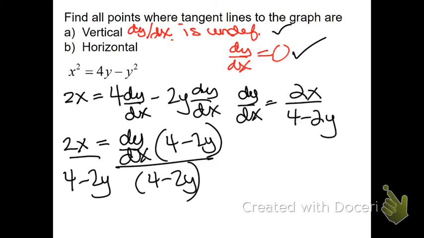Okay, now I could factor out a 2 from this. I could simplify that, but I don't have to because this isn't my final answer. I have to do something with this.